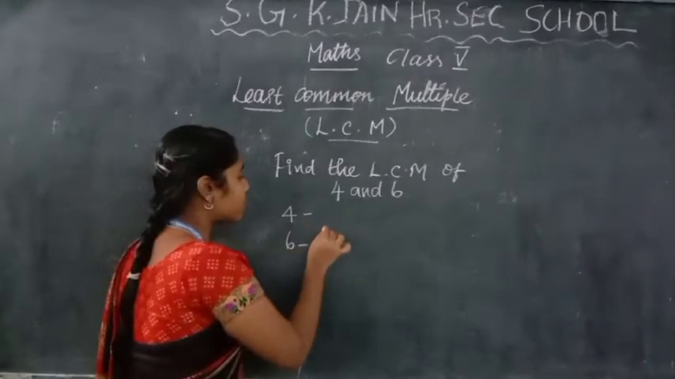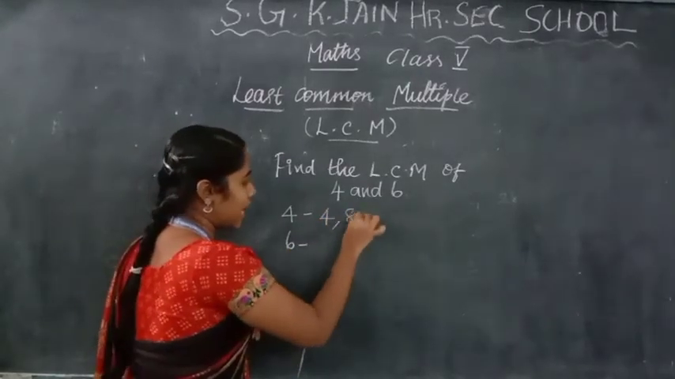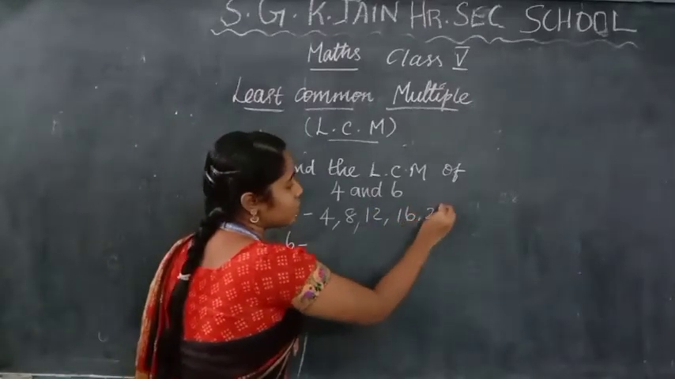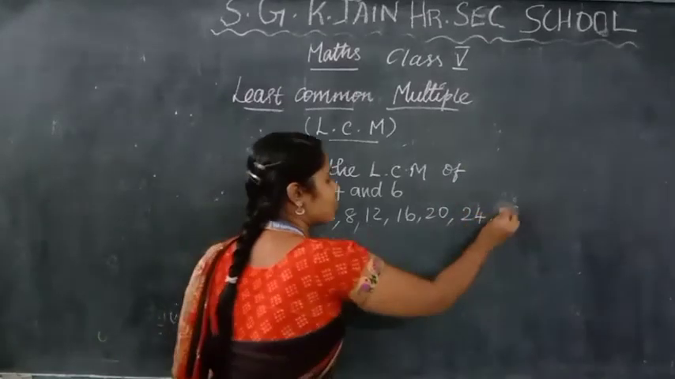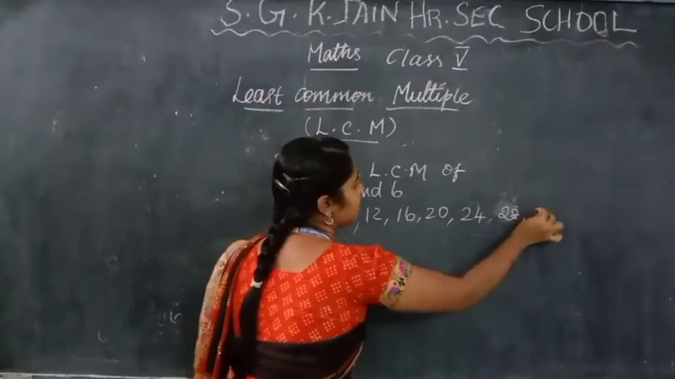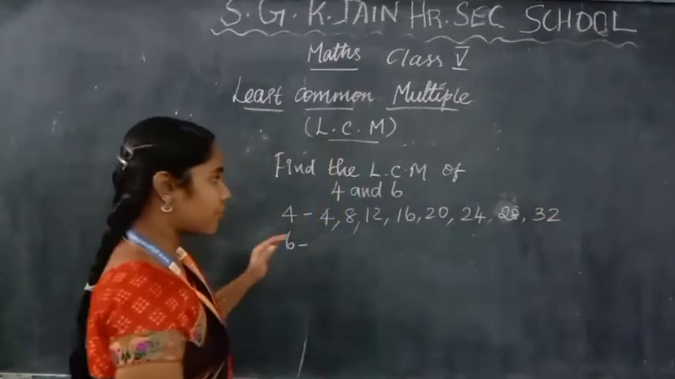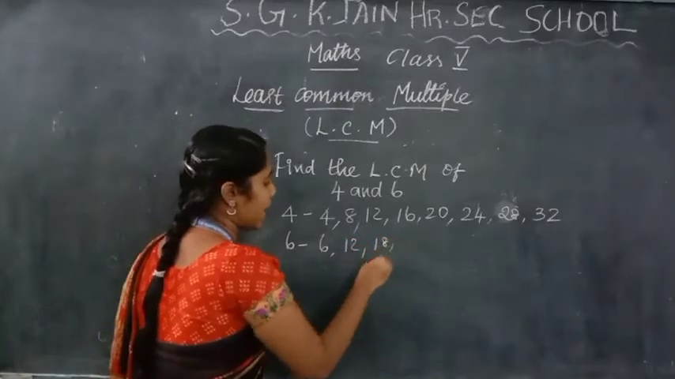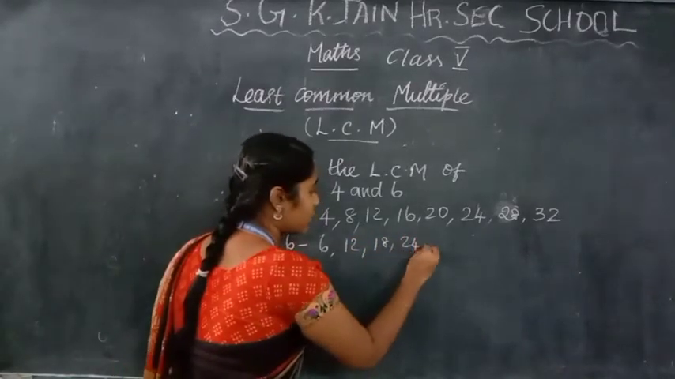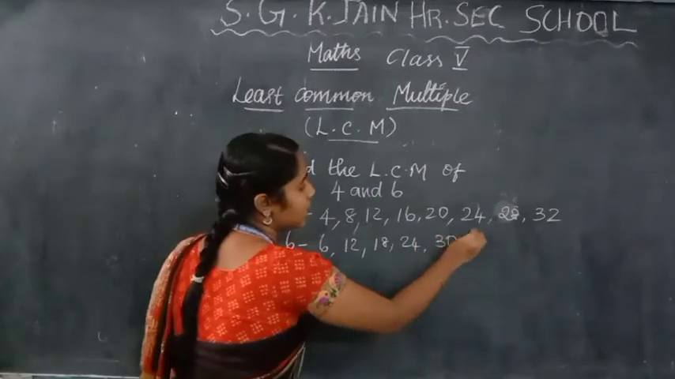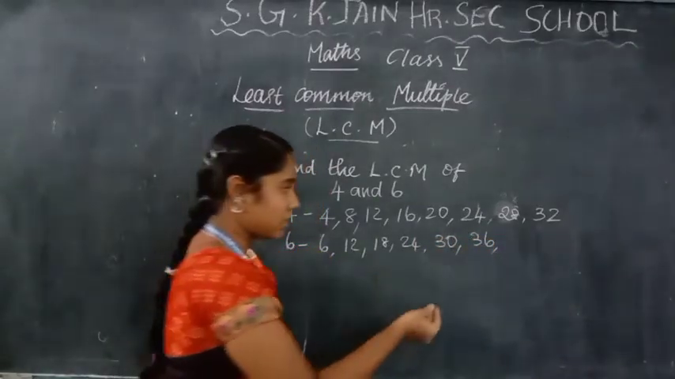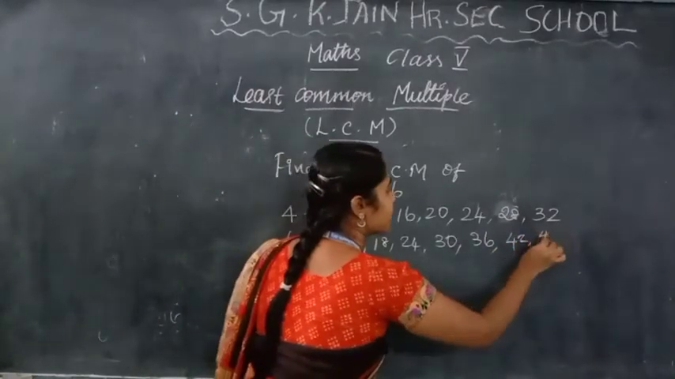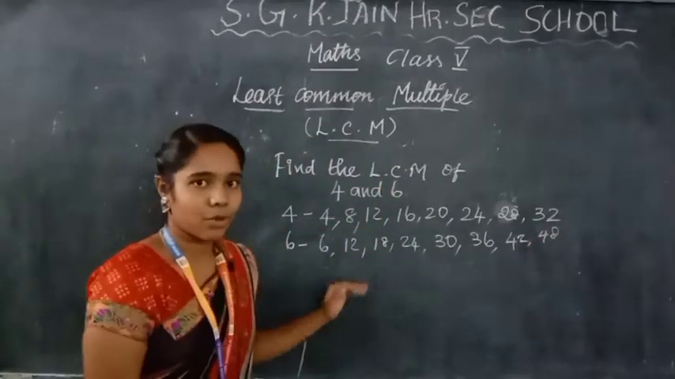What are the multiples of 4? 4, yes, very good, 8. Then what is the number? Yes, 12, 16, 20, 24, 28, and then 32. These are all the multiples of 4 that I have written. Next, the multiples of 6: 6, 12, 18, then 24, and then what number? 30, 36. After 36 plus 6, we get 42, 42 plus 6, 48. I have written up to 8 multiples of the two numbers.